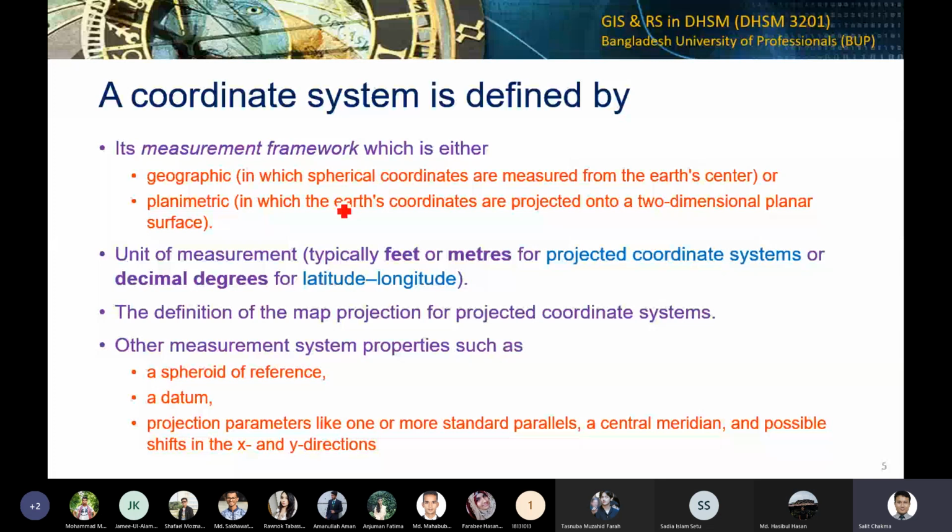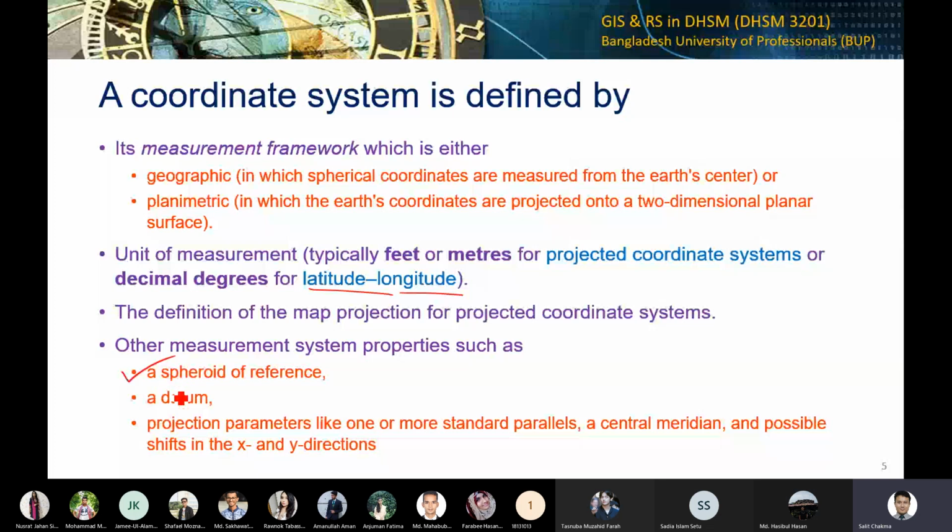So I have already discussed all these things. There is the idea of latitude, longitude, and the projected system and geographic system. I'll be talking about that in the next slides. But before going to the next slides, I would like to simply point out these things.